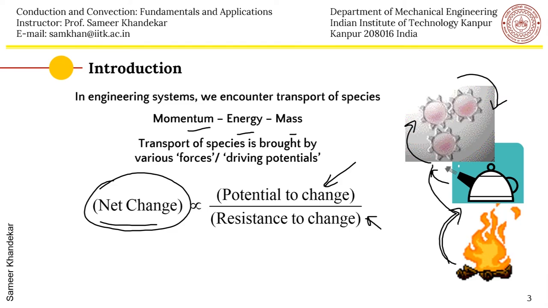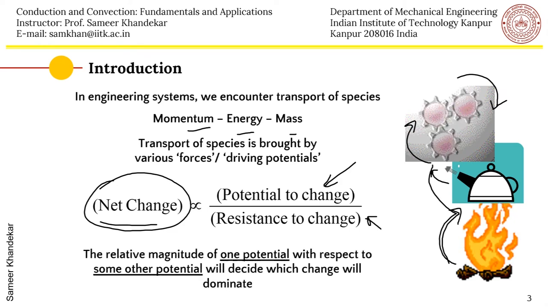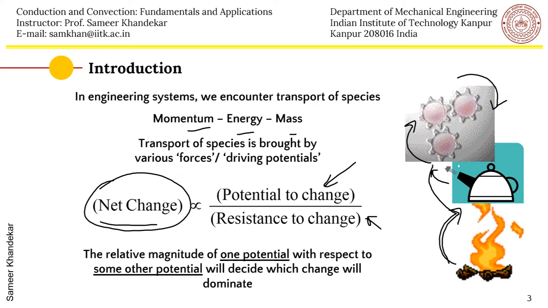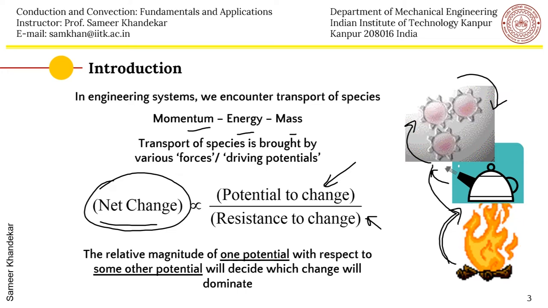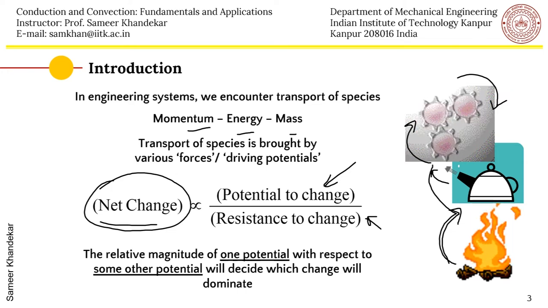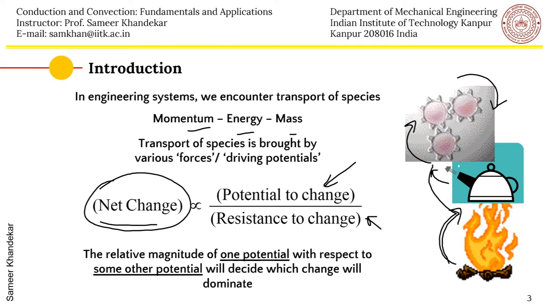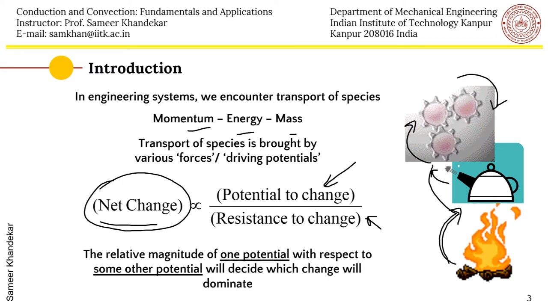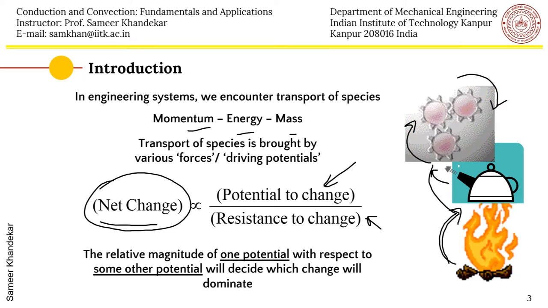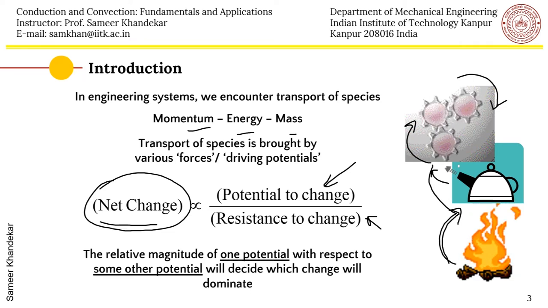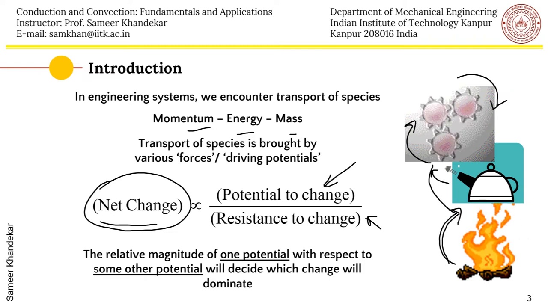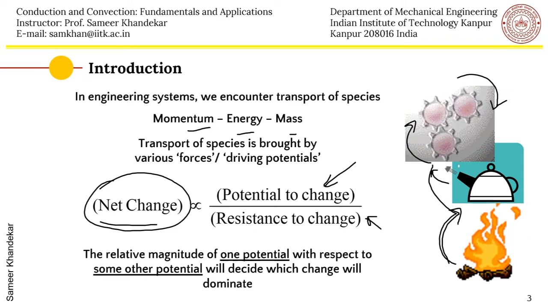Now the issue is the relative magnitude of one potential with respect to some other potential will decide which change will dominate, because in a normal system there may be several forces which are acting. For example, gravitational force, pressure energy, kinetic energy, magnetic forces, thermal forces. Depending on which potential will be dominant, we will usually take that as the dominant factor, and then the others are usually neglected in a normal framework when we are formulating the problem.